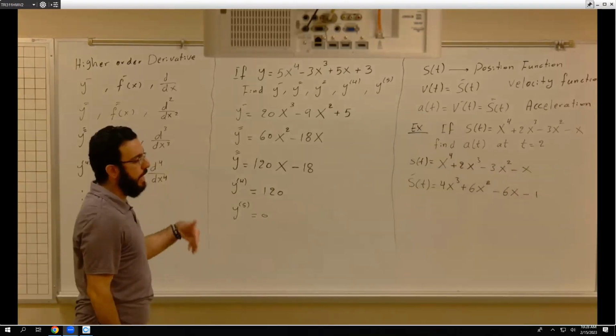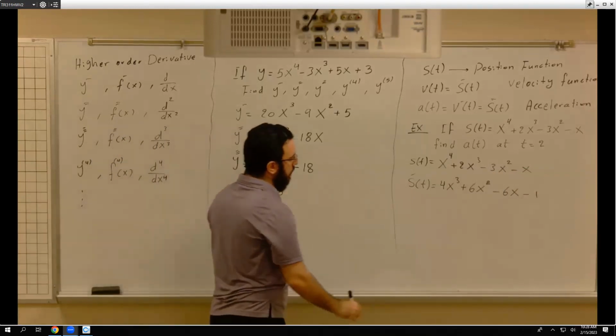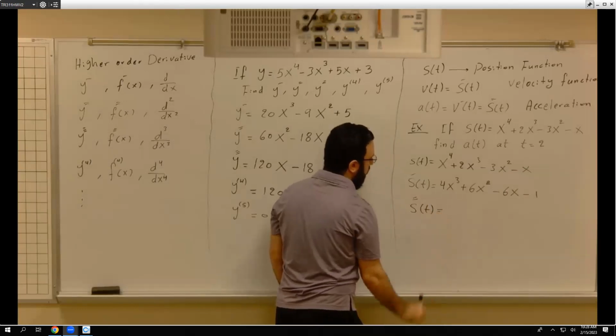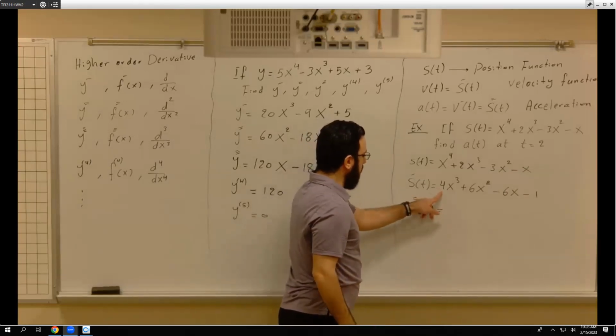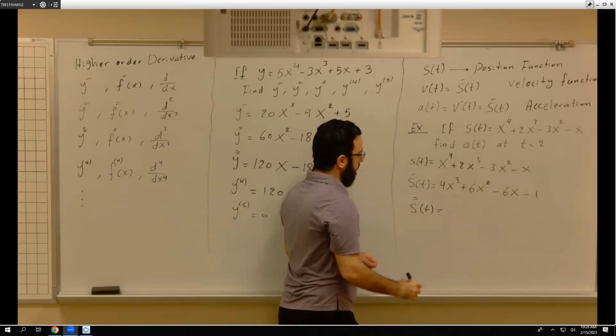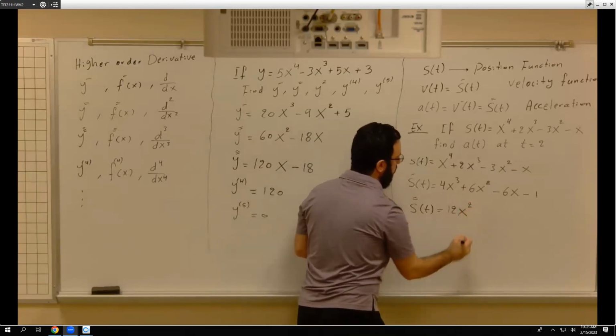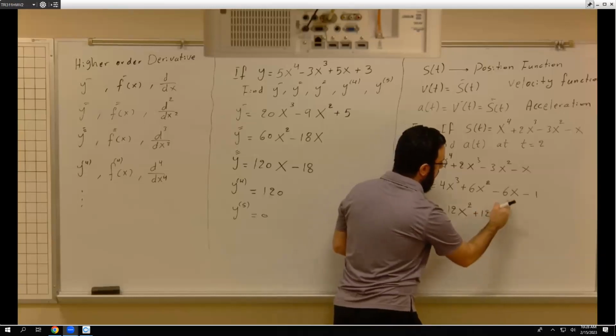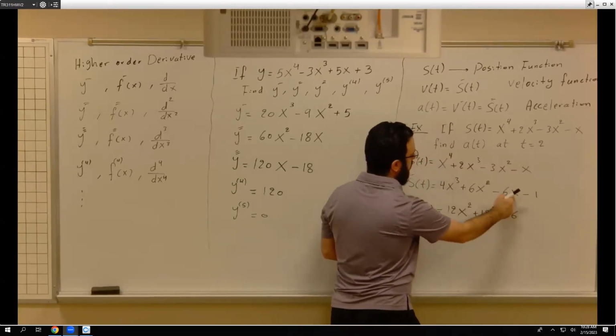Now I need to find the second derivative. That means s double prime of t, which is the acceleration, equals 4 times 3 is going to be 12x, 3 minus 1 is going to be 2. 6 times 2 is going to be 12. Then the x, 2 minus 1 is going to be 1, and minus 6, because this one is going to be 1.